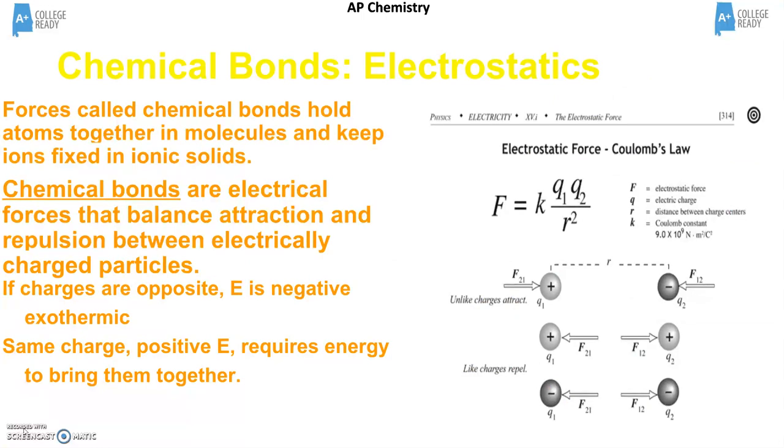So chemical bond basics is all about the electrostatics. These forces, called chemical bonds, hold those atoms together in molecules and keep those ions fixed in the ionic solid, as you saw in sodium chloride. If you look at Coulomb's law, you notice that the electrostatic force is equal to Coulomb's constant with the electric charge of Q1, which is a proton, positive, and Q2, which is a negative charge. So you can think of it as a cation and an anion, or proton to electron charge.